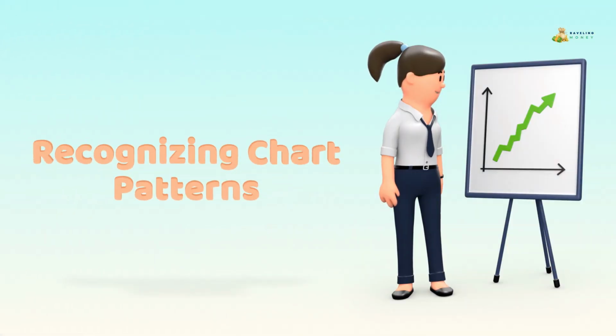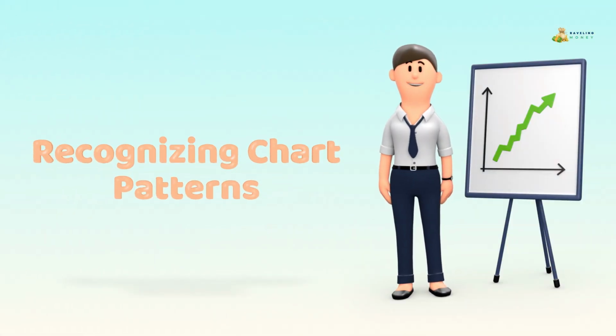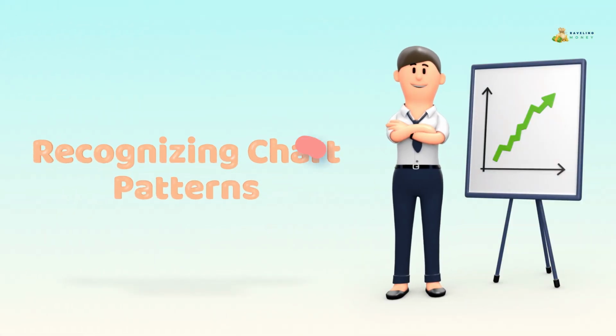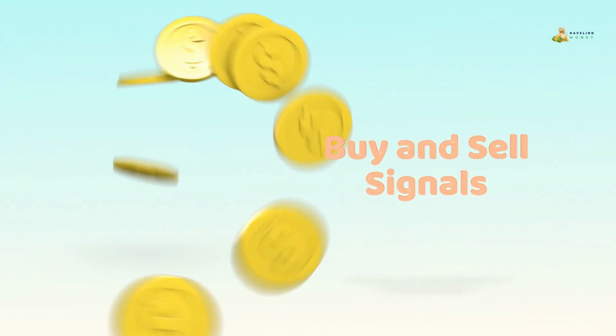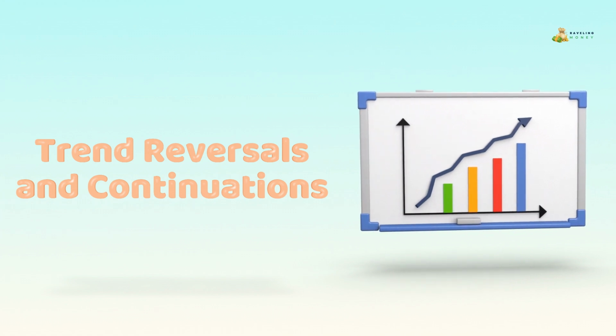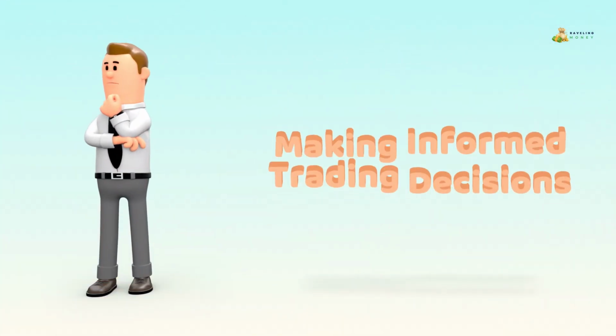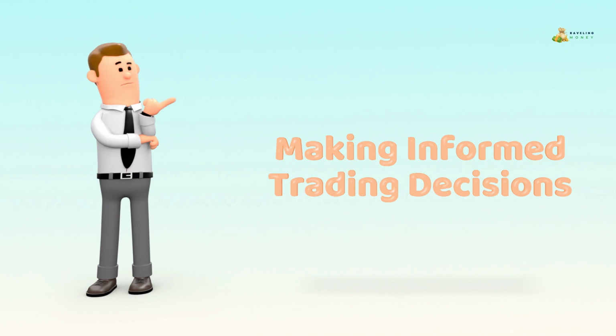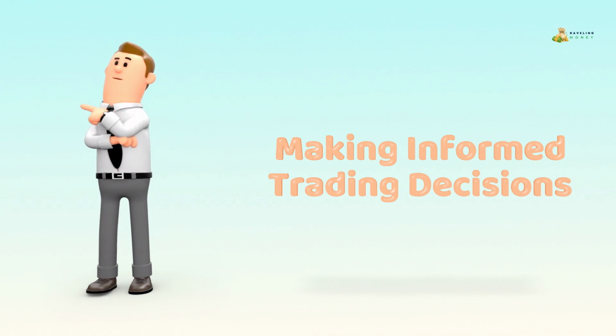Chart patterns. Recognize common chart patterns like head and shoulders, double tops, and flags. These can provide valuable buy or sell signals. Chart patterns form over time and can indicate potential trend reversals or continuations. Traders use these patterns to make decisions based on historical price behavior.